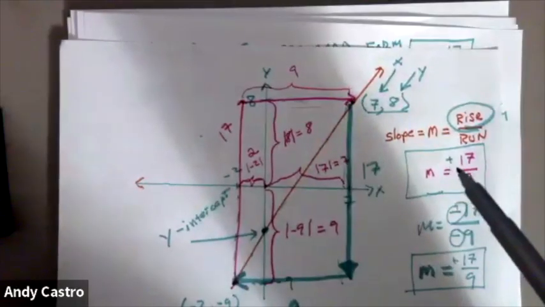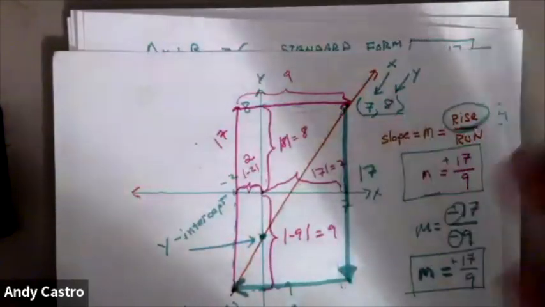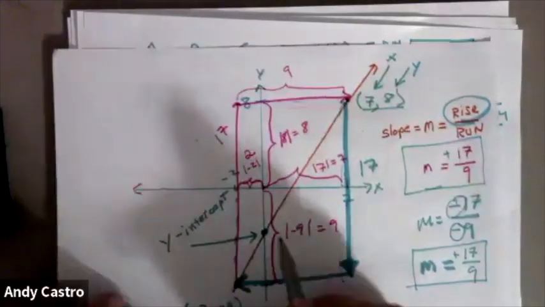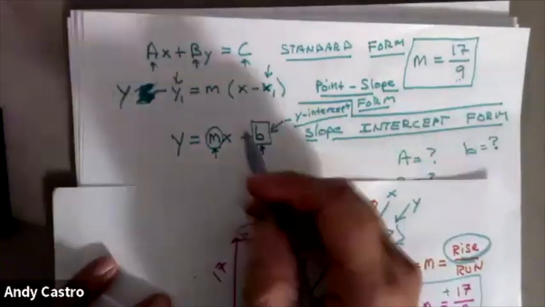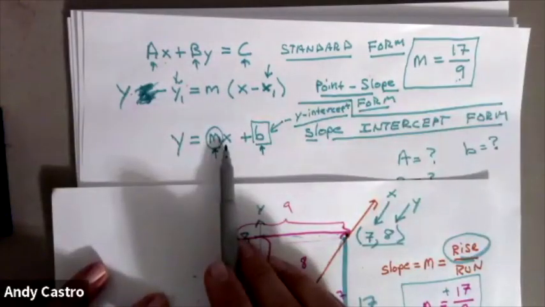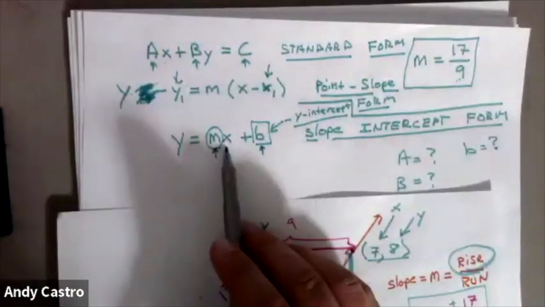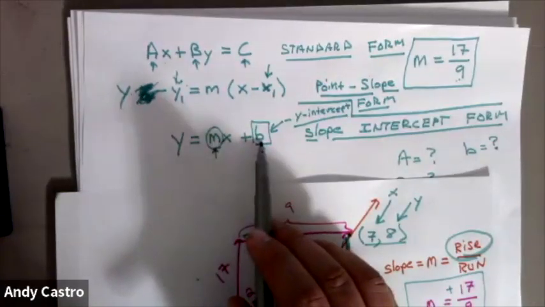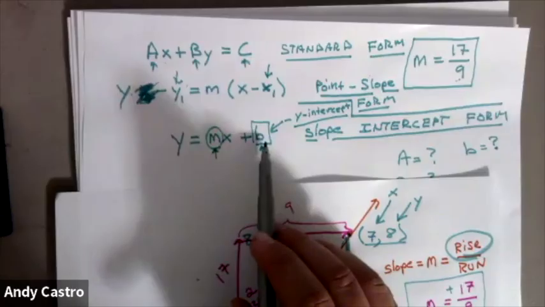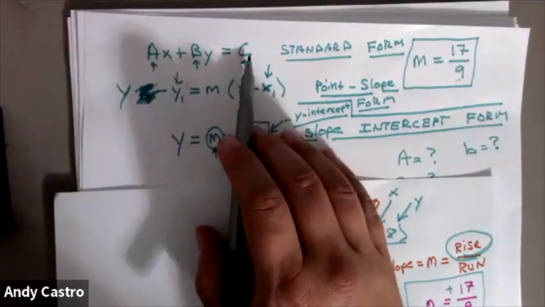Other lines will have different slopes and different y-intercepts. But this line right here has the same slope everywhere you go on this line, and it only crosses the y-axis in one place. So even though I can plug in 7 for x, 8 for y, then I can do this point, -2 for x and -9 for y, the m and the b never change. Okay? And so up here, A, B, and C are never going to change for that line.